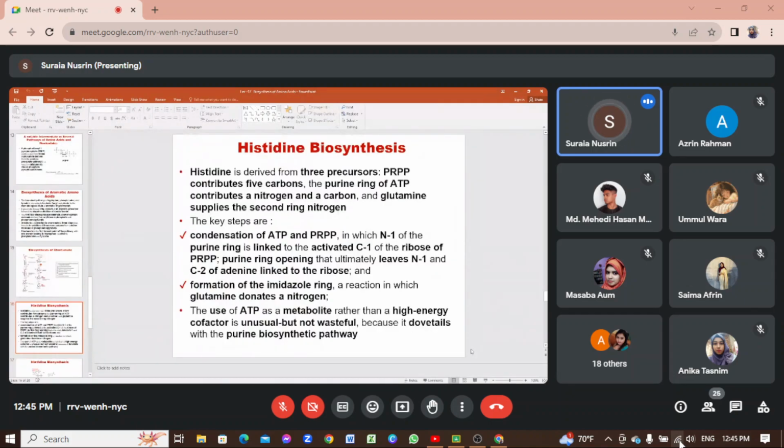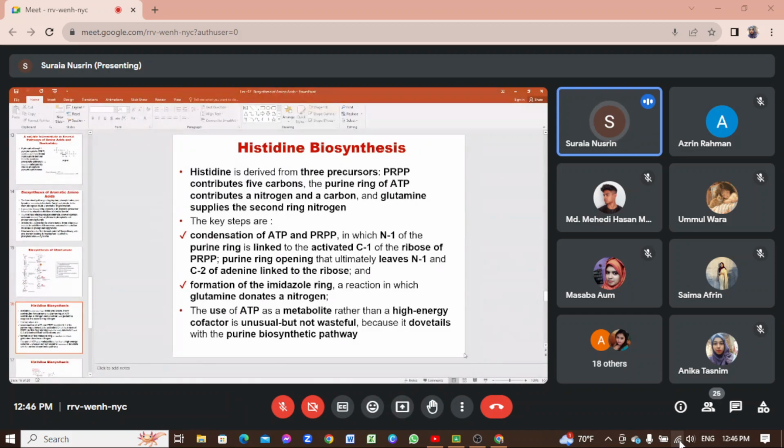Next one, histidine biosynthesis. This is also an essential amino acid. That means we cannot synthesize it, so we have to make sure it comes from our diet. And histidine has 3 precursors.